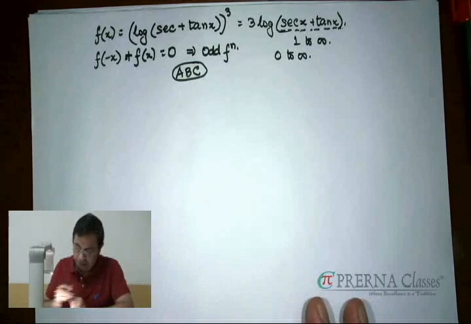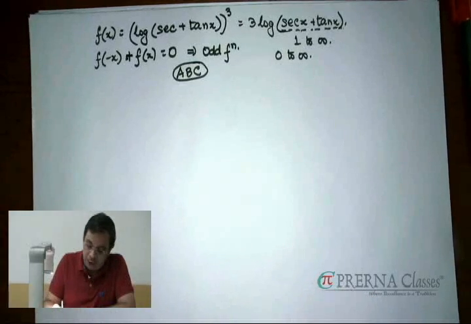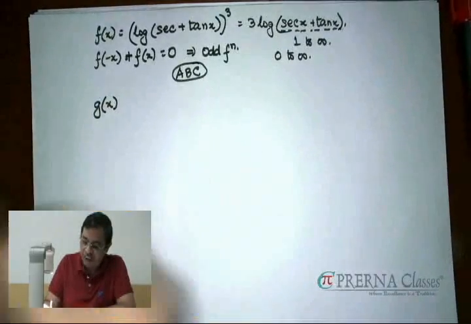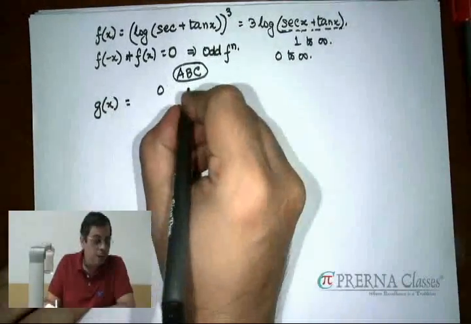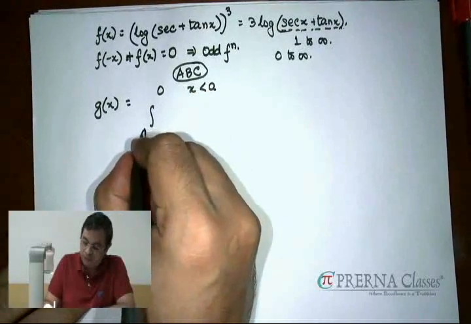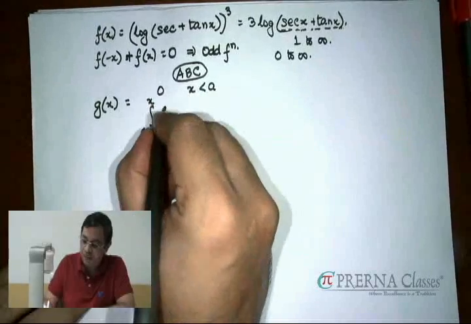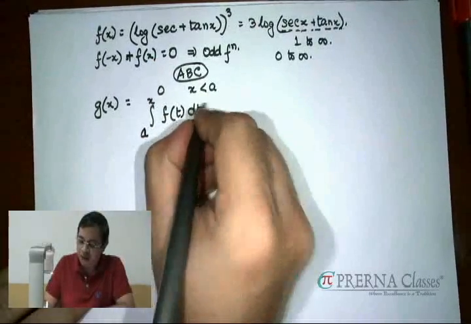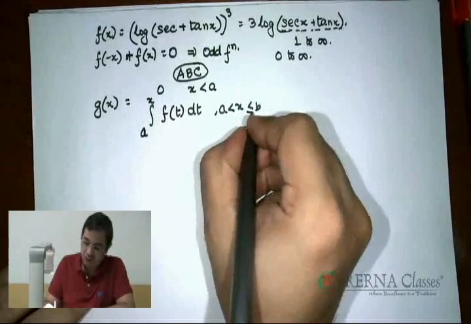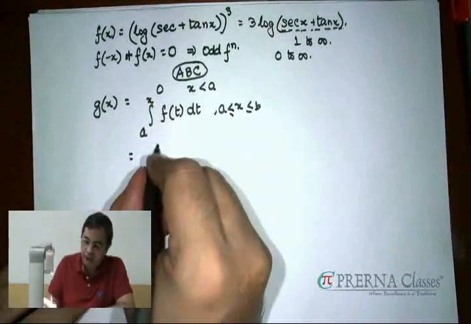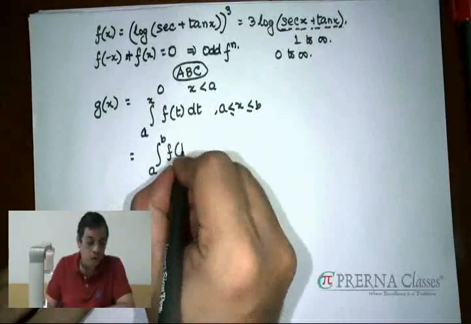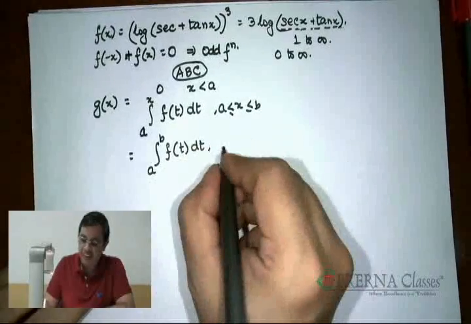The next function was dealing with g of x, which was defined as 0 when x is less than a, is defined as the integral from a to x of f of t dt when x lies in between a and b, and which was defined as the integral from a to b of f of t dt when x is greater than b.